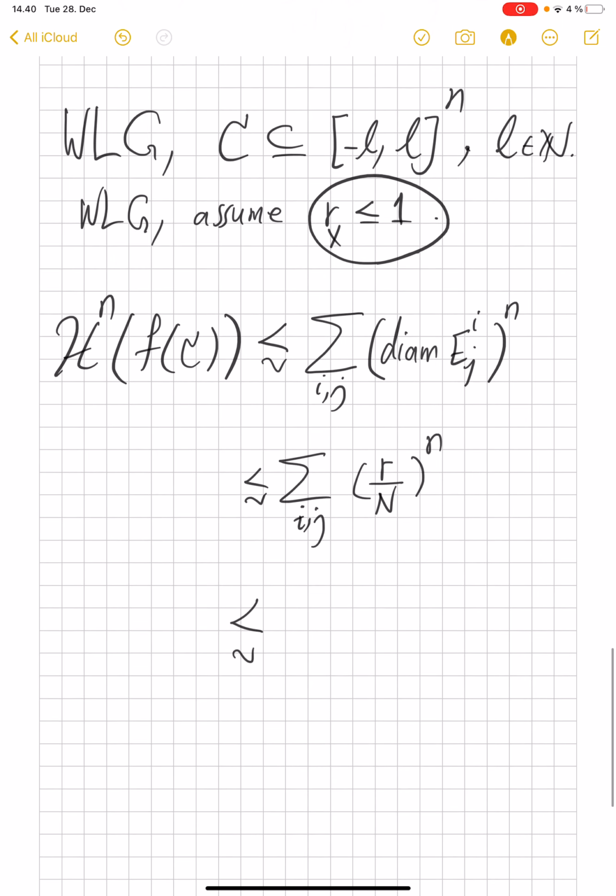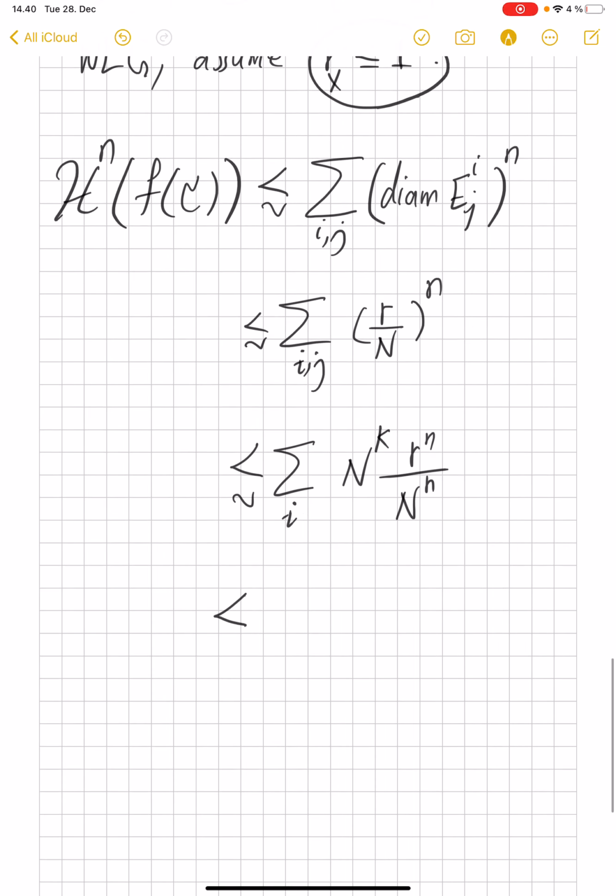But now I first do the summation over j's. How many of these do I have? N to the power k many of those. And this will be r_i^n over N^n. And then this will be equal to the summation over i of N^(k-n) times r_i^n. But I can divide by 5^n and put it outside, so I'm still in this realm. And this will be comparable.